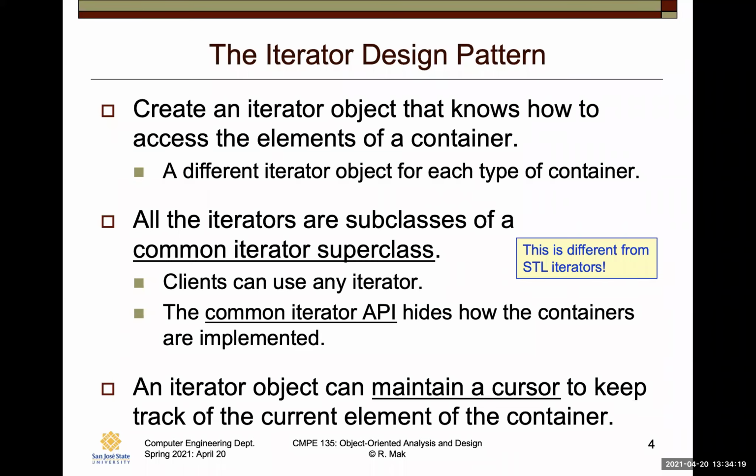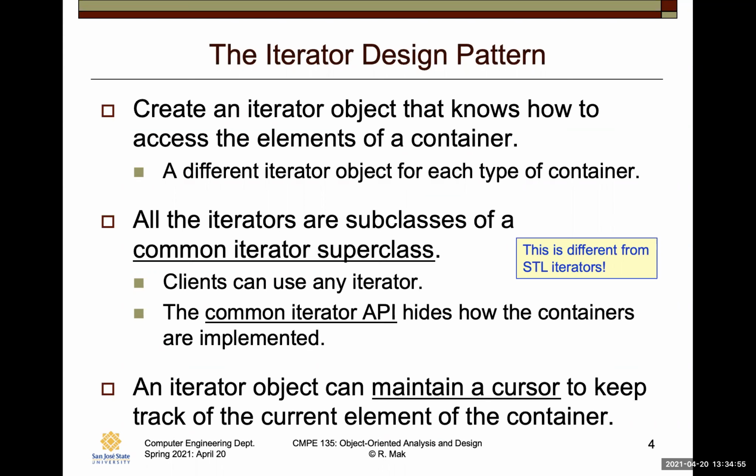The iterator internally will maintain what's known as a cursor to keep track of where in the container it is. The cursor starts out at the first element. Then you can move the cursor to the next element and so forth. The iterator will know how to move that cursor, and all your code has to do is say, I want the next element, I want the next element, and so forth until you reach the end.